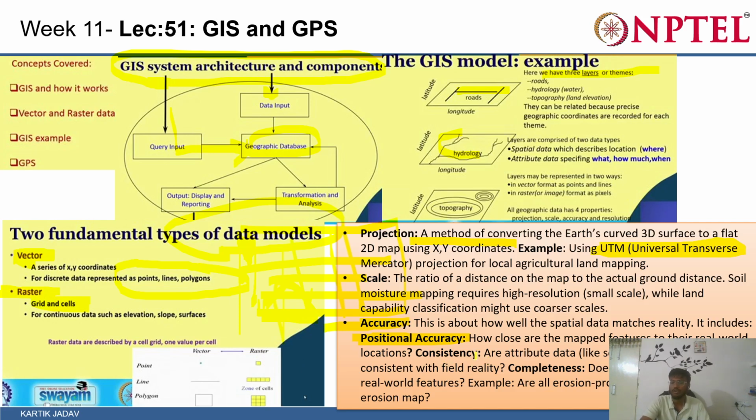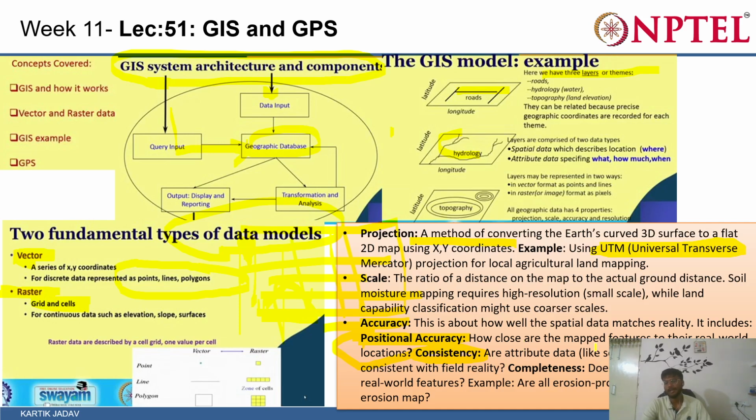Then we have consistency. Are attribute data like soil type and land use consistent with field reality? Consistency is very important. Even if the accuracy is high, we cannot say that it is consistent, because at certain locations it represents well and works better, but at certain locations, like hilly areas, we have identified certain problems. That's why consistency is very important in plain areas as well as high altitude areas.